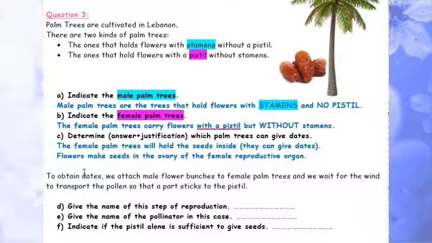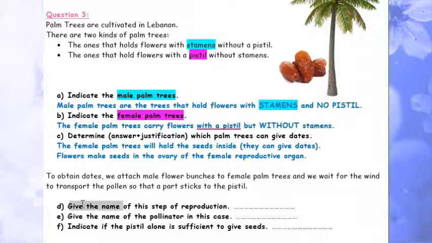To obtain dates, to obtain these fruits, we attach male flower bunches to female palm trees, and we wait for the wind to transport the pollen so that a part sticks to the pistil. So we have flowers with a stamen on a tree, and flowers with a pistil on another tree. The pollen needs to move from the male anther to the female stigma, so from one tree to another. To make this easy for the plant, we attach male flower bunches to the female trees, and we wait for the wind to transport the pollen.